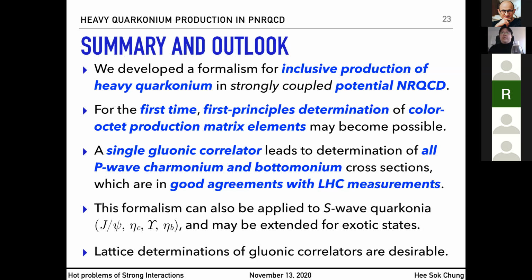So this formalism can also be applied to S-wave quarkonium, such as J/psi, eta_c, upsilon, and eta_b, and may even be extended for calculating exotic states. And finally, lattice determinations of these gluonic correlators are desirable because without them, we still need to rely on extracting them from data. Thank you, that is all.